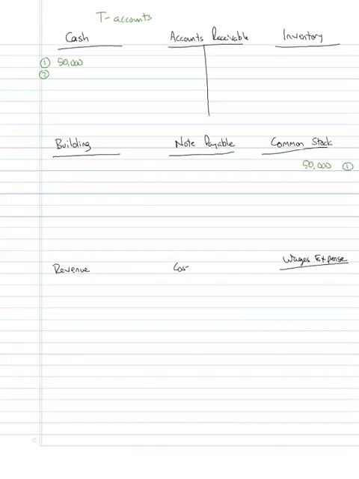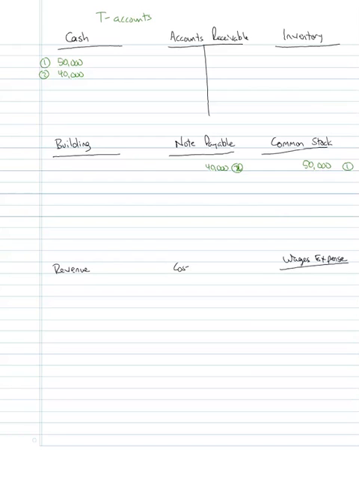Journal entry 1, we simply put the debit in the cash column, or the cash T account, and the credit in the credit column of the common stock T account. Our second journal entry was recording the borrowing of cash of $40,000 from the bank, crediting cash, debiting note payable of $40,000, recording journal entry number 2.